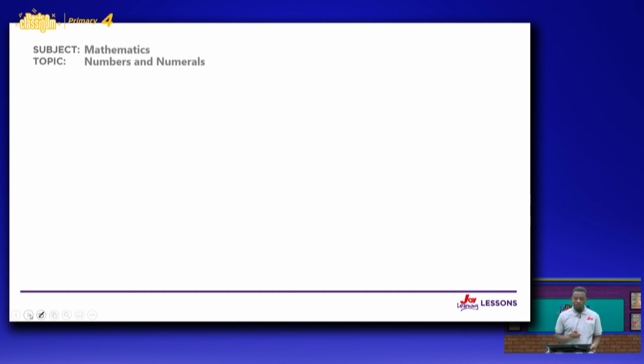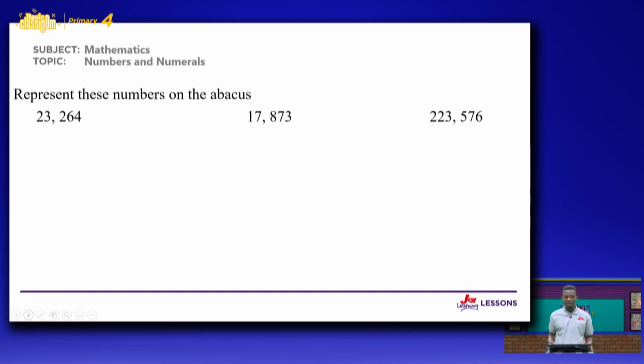Good. Now, learners, let us take our books and our pens and make a small sketch of the abacus and represent these numbers on it nicely. So the first number that we have is 23,264.